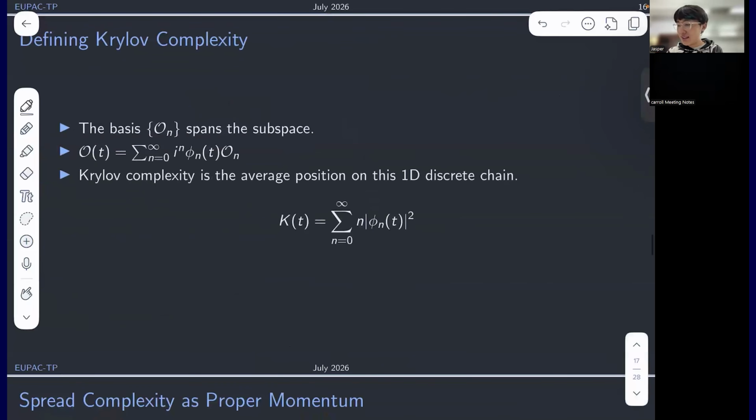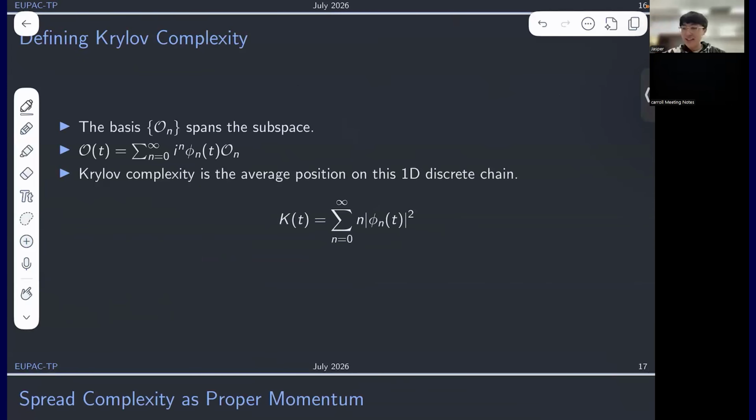Okay, that's great. We have a basis, we have defined an inner product, so we have a proper subspace, right? And from t equals 0 to t going to infinity, the operator can be defined. All the history of the universe of the operator can be defined in this subspace. Great. Now, as we have this subspace, we will define what this Krylov complexity is.